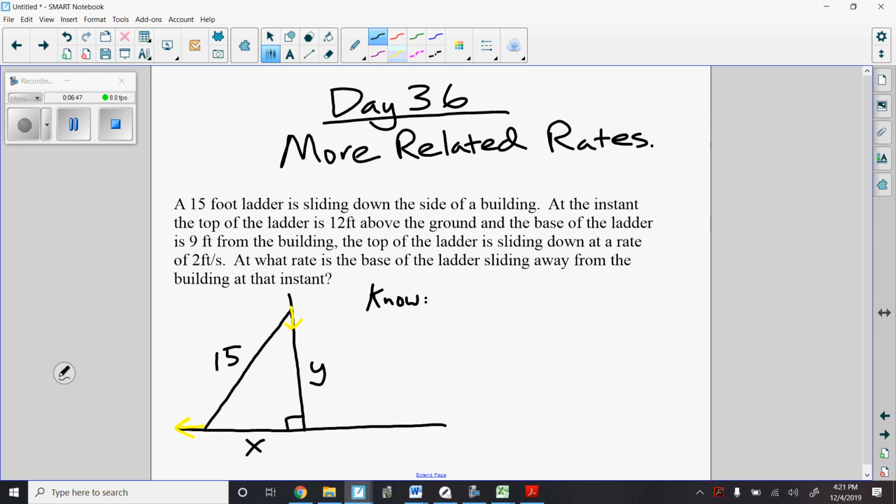What I do know is the top of the ladder is 12 feet above the ground. So what letter then would be 12? And would it be the letter or would it be the derivative of the letter? Well, 12 feet is not a rate. 12 feet is an amount, right? It's the top of the ladder, how high it is off the ground. So that would be y. So I'm going to write y equals 12.